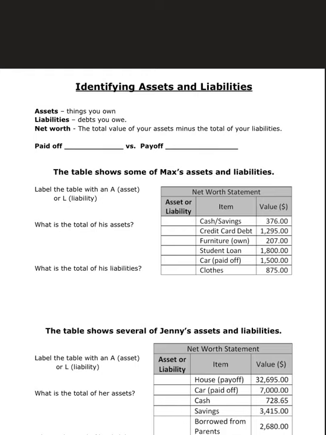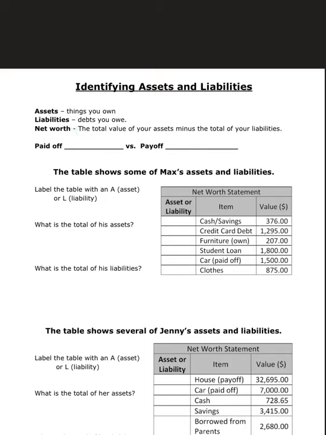Okay, for today's video, we're going to be identifying assets and liabilities. So I do have some vocabulary words up above. An asset is something that you own, but it's already paid off. You don't owe any money towards it. A liability, liabilities are debts that you owe.